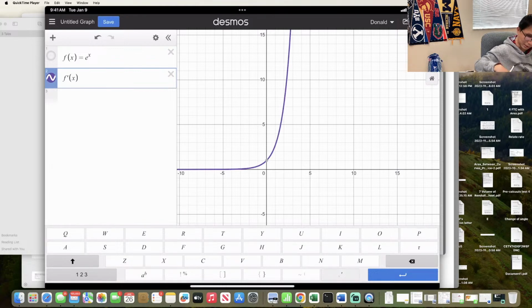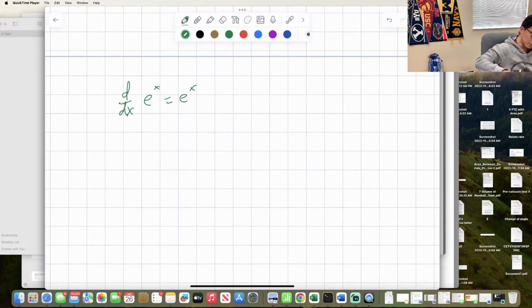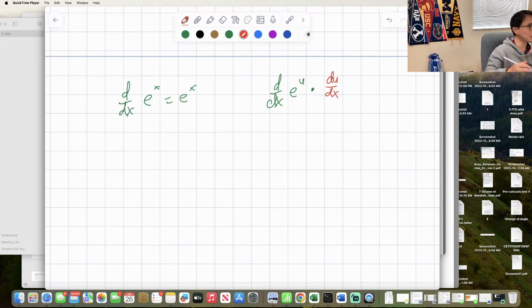Now e to the 2x is going to be different, because if you take a derivative of e to the 2x multiple times, it's going to have a chain rule. So the second thing you need to know is the derivative of e to the u. U represents something other than x. It has nothing to do with u substitution, so don't get confused. It's just something other than x. Does that make sense? And then you're going to multiply by what people usually forget, du/dx, which is the derivative of u with respect to x.